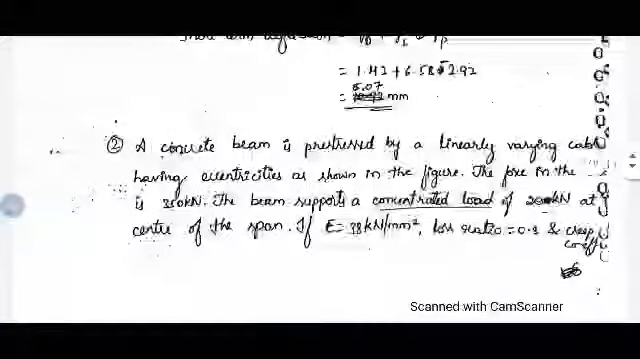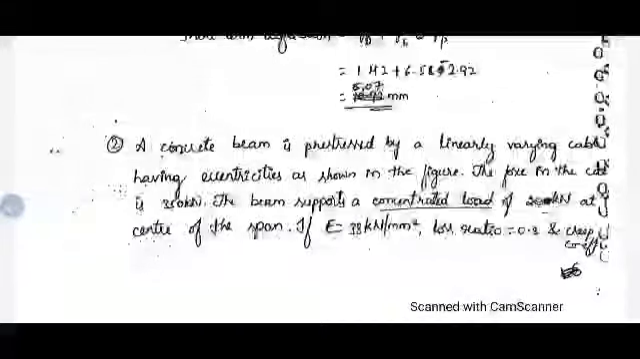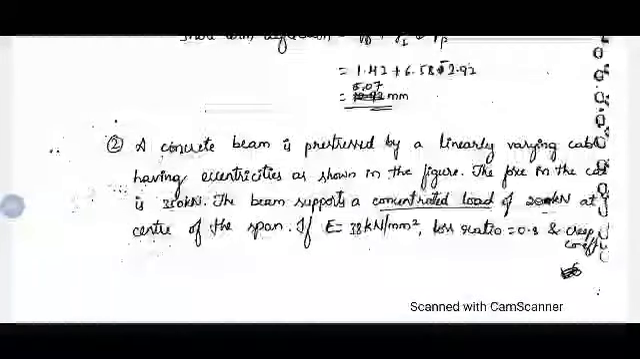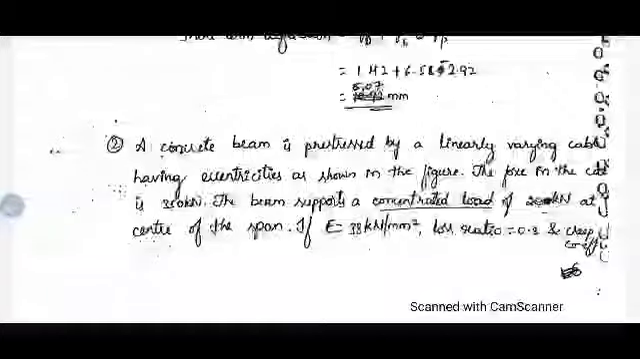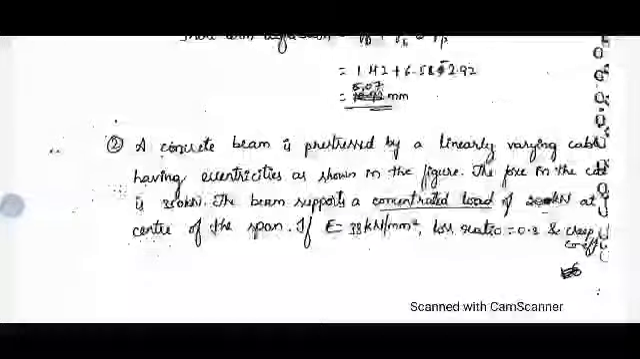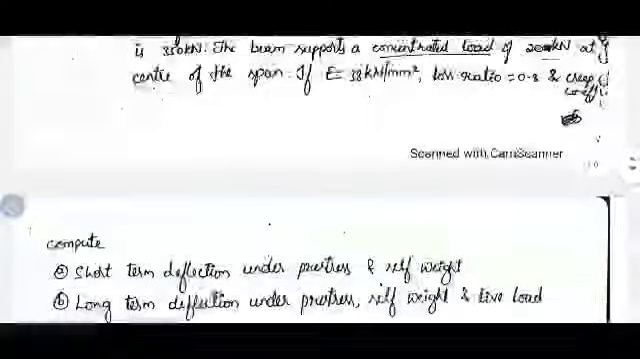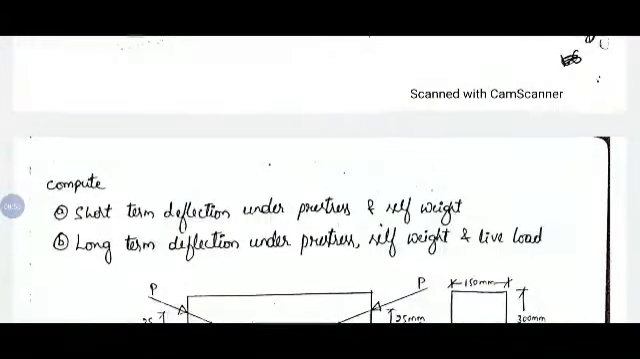Next problem. A concrete beam is pre-stressed by a linearly varying cable having eccentricities as shown in the figure. The force in the cable is 350 kilonewton. The beam supports a concentrated load of 20 kilonewton at center of the span. If E is equal to 38 kilonewton per mm square, loss ratio 0.8 and creep coefficient 1.6, compute short-term deflection under pre-stress and self-weight, and long-term deflection under pre-stress, self-weight and live load.